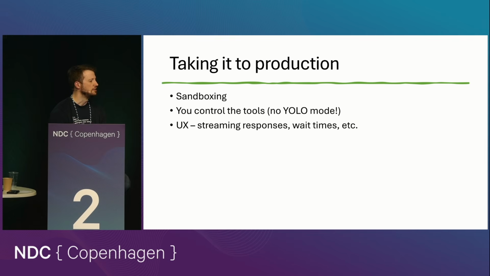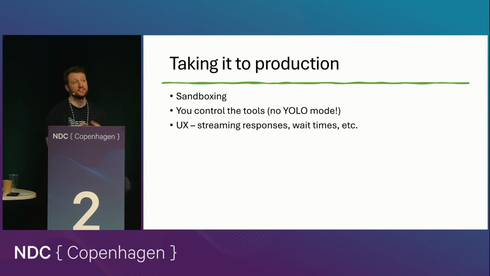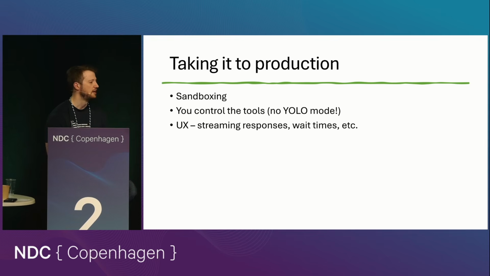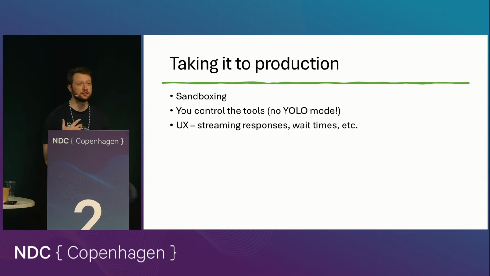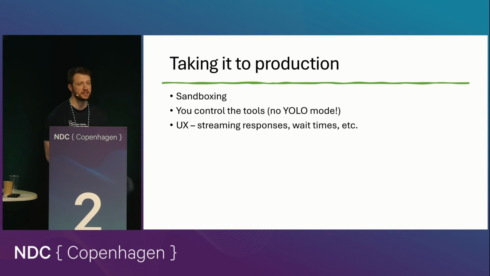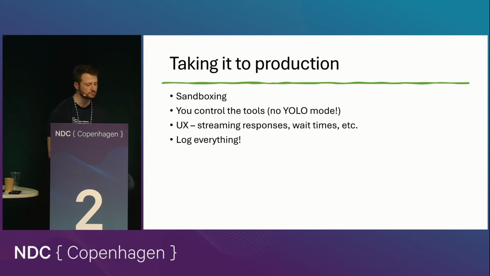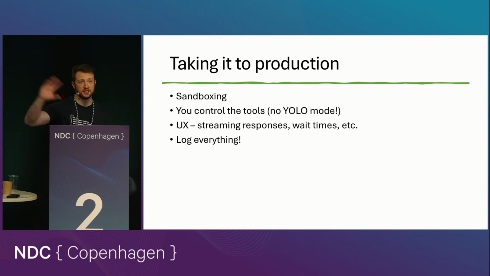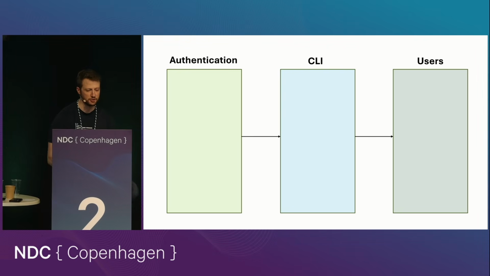So user experience considerations, if this is a user-facing app, like streaming responses, like I said, maybe displaying to the user that Copilot is doing work because you can have long wait times with AI. And then you really want to log everything. So the session events make this easy. Whenever a session event happens, you can log it. Copilot SDK supports OpenTelemetry out of the box. You can give it a file to log to. You can give it a URL to send its spans and things to for OpenTelemetry.